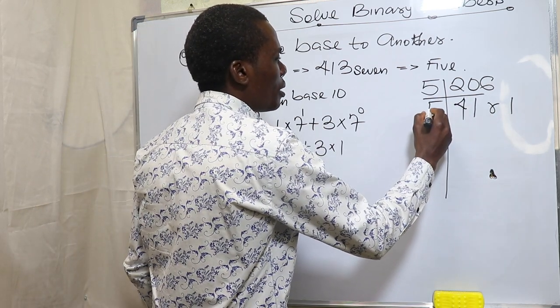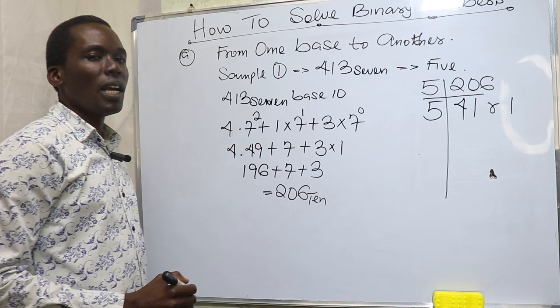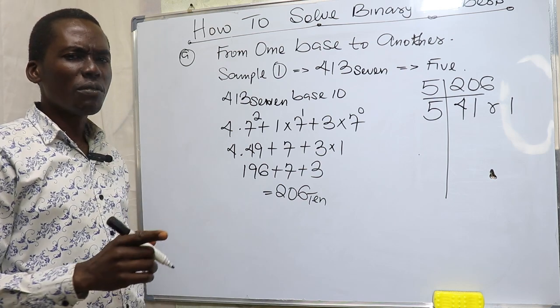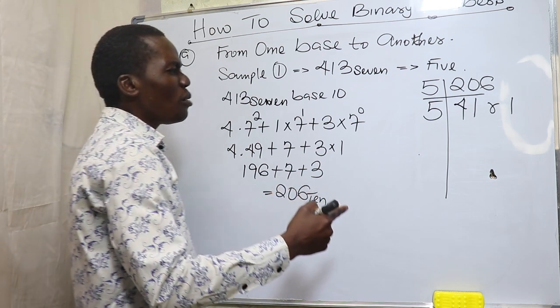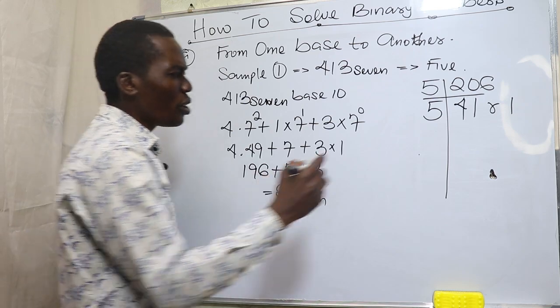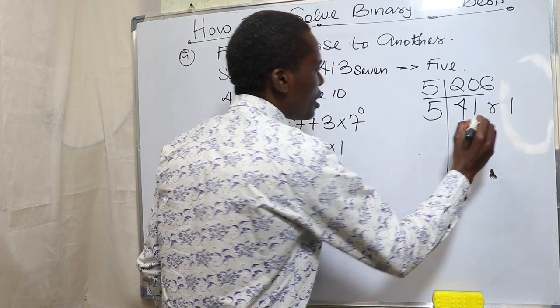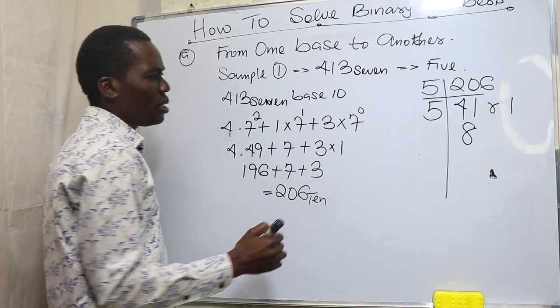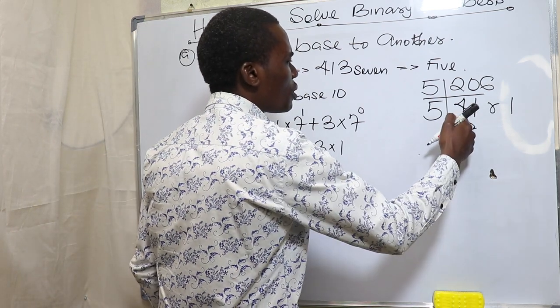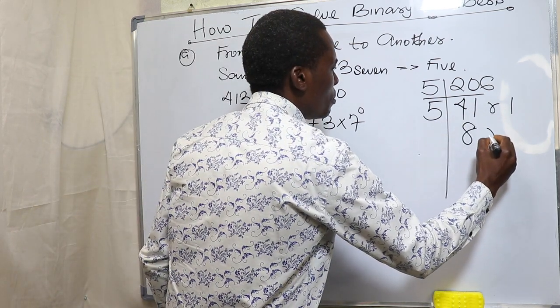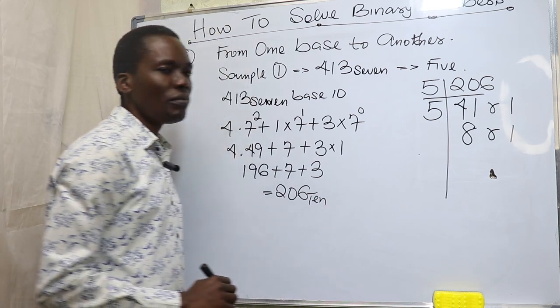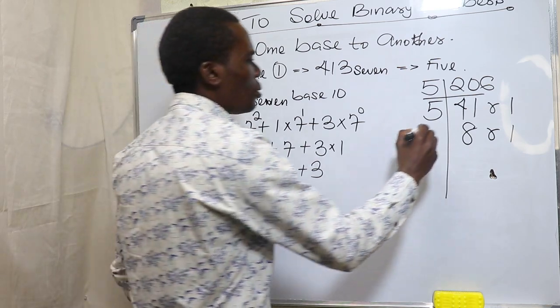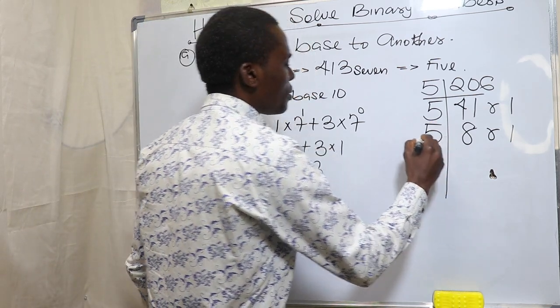So we divide again with 5. How many 5s will we get for 41? That will give me 8 fives. 8 times 5 gives me 40. When you give me 40, 41 minus 40 remains what? 1. The next thing, I divide that 8 by 5.